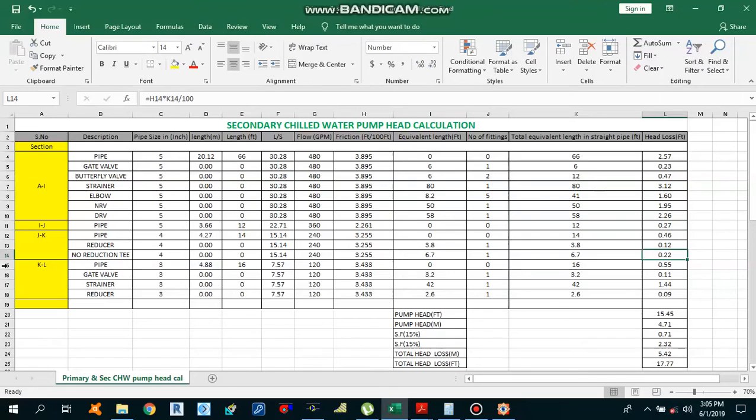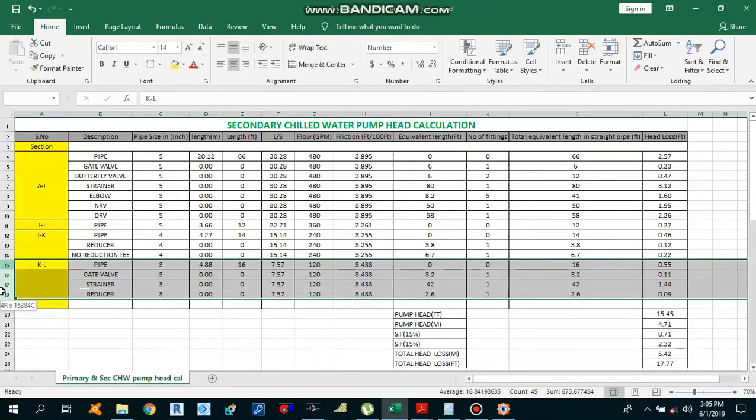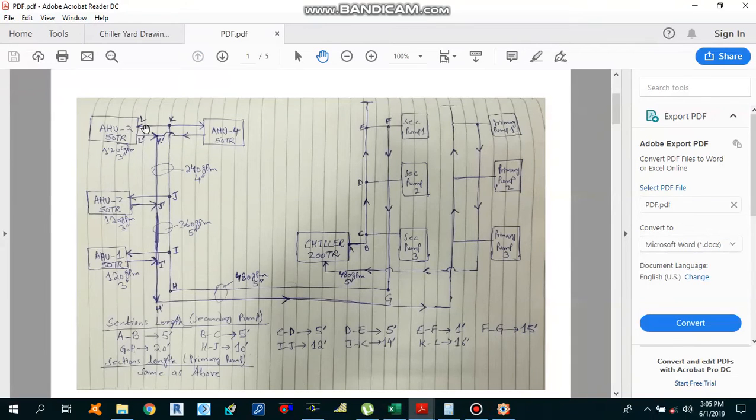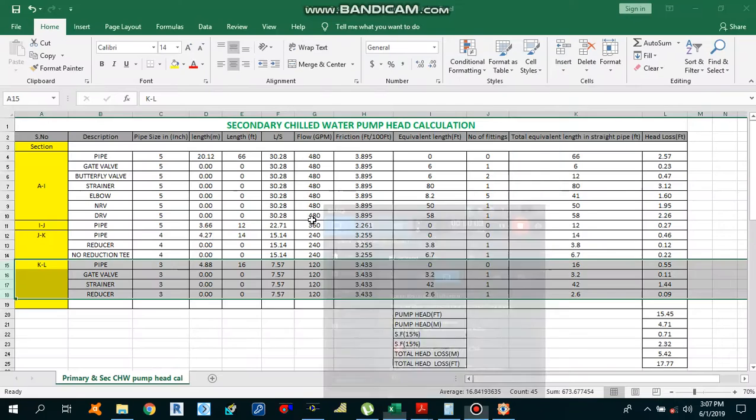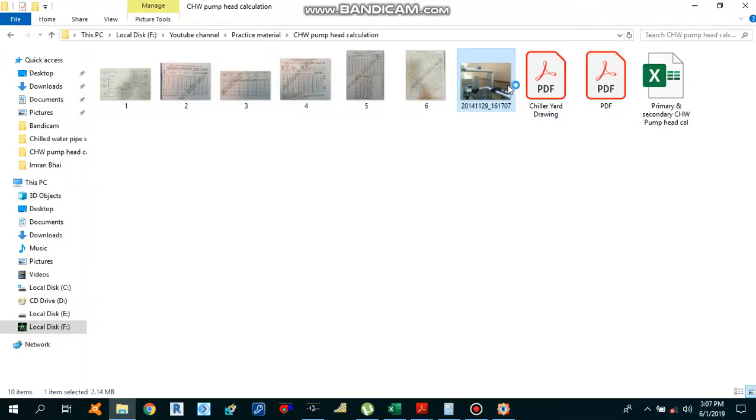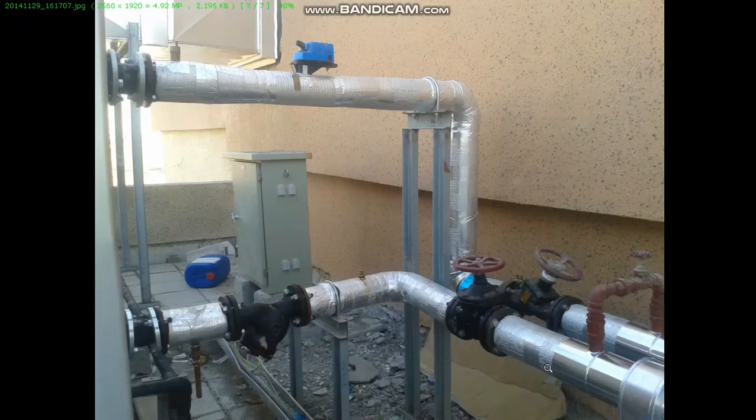So now move to our next section, that is K to L. To understand the K to L section, I will open one image for you to get a better understanding. As you can see, this is the supply side of the air handling unit, and this one is the return side of the air handling unit.